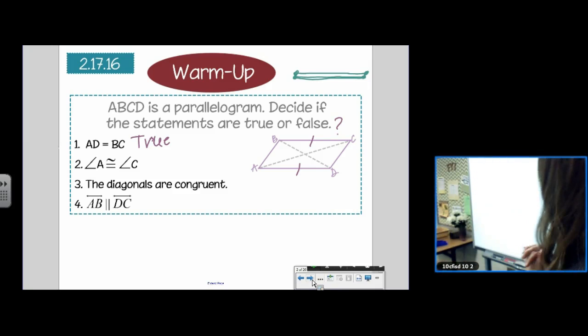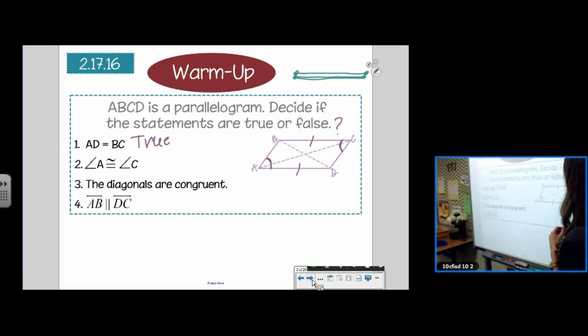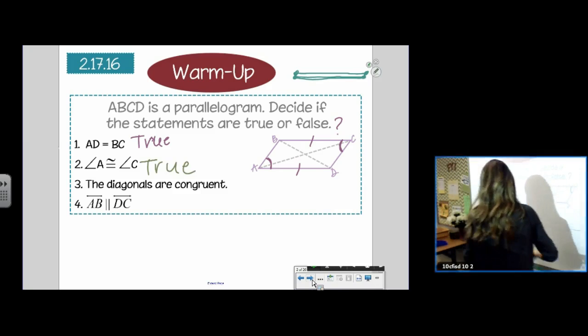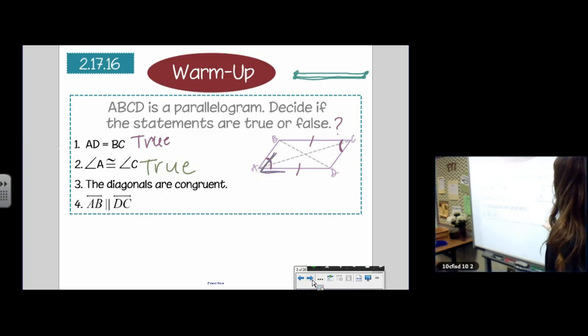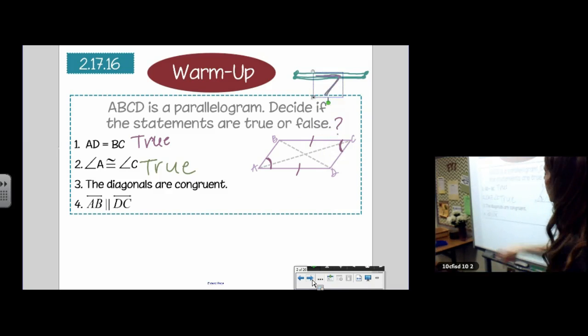All right, number two, angle A, the whole angle, not a part of it, is congruent to angle C. Ooh, what do y'all think about that one? All right, very good. It is true. The second one is true as well. And I could smartboard prove that one as well by tracing the angle and doing some little rotation magic. And by golly, it is exactly the same. Awesome. All right, next one.